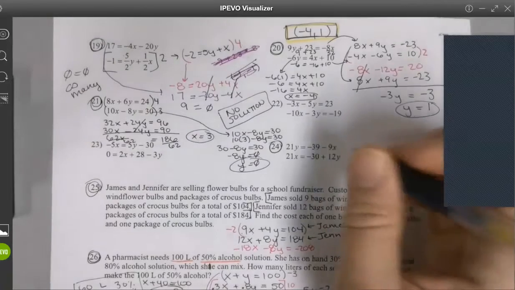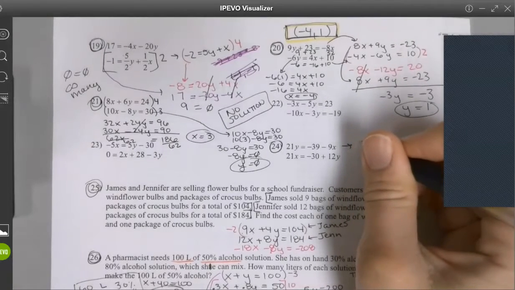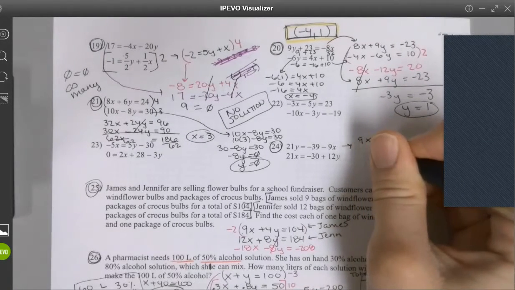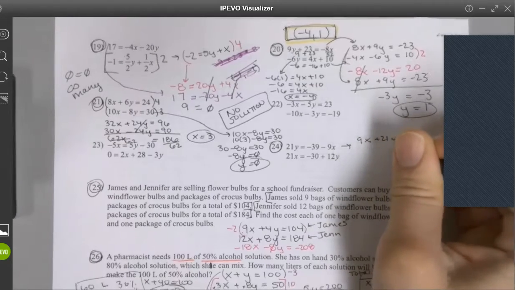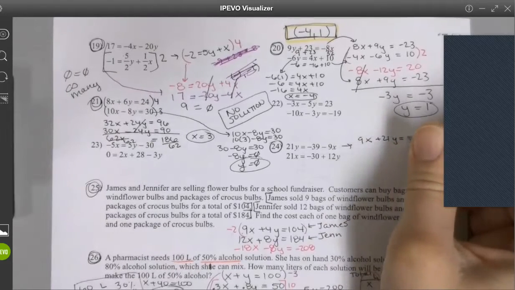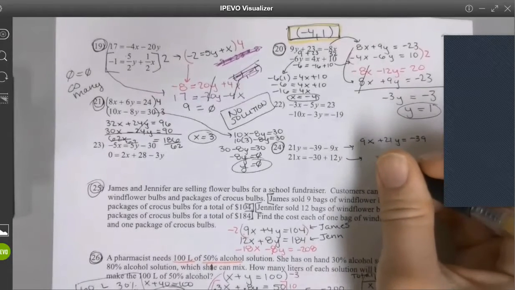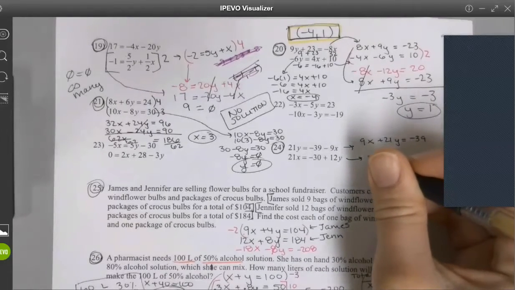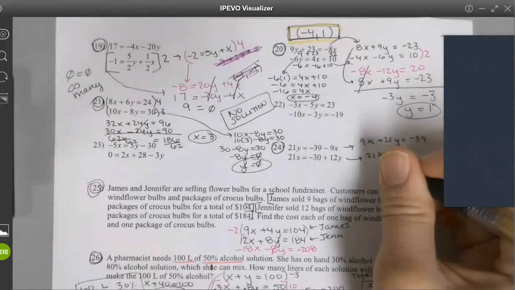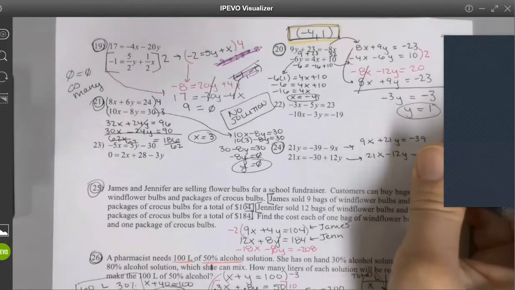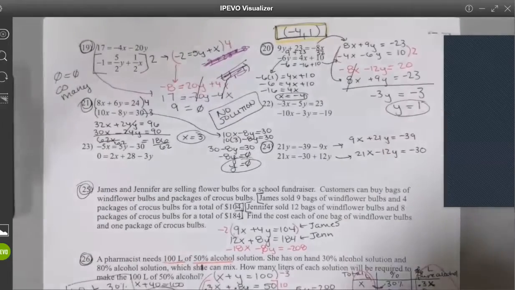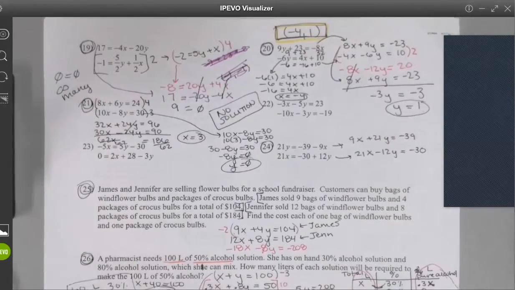24, it might be the setup that's a little tricky. So first I'm going to rewrite them. So 9x plus 21y equals -39. And then this guy would be 21x minus 12y equals -30.